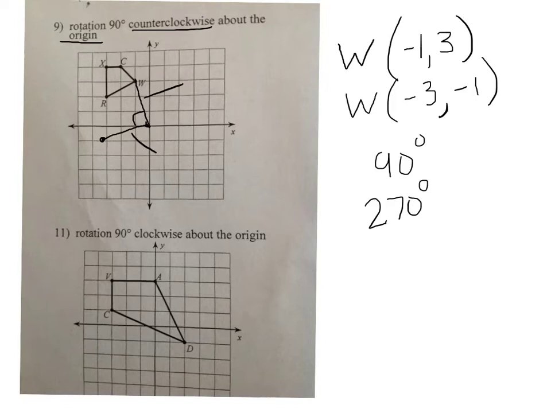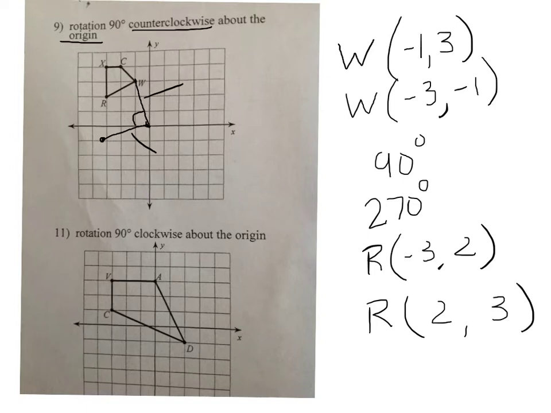Once you know that the number is going to change, let's look at a point like R. R has an ordered pair of -3, 2. Well, I'm going 90 degrees, so I know that my new R value is going to have a 2 in the front spot and a 3 in the back spot. I just don't know which one's positive, which one's negative, or if they both are.